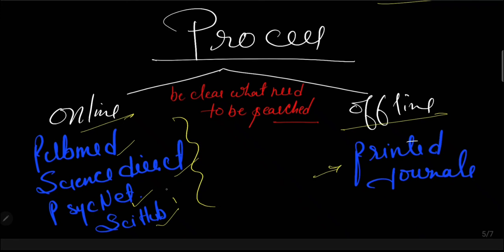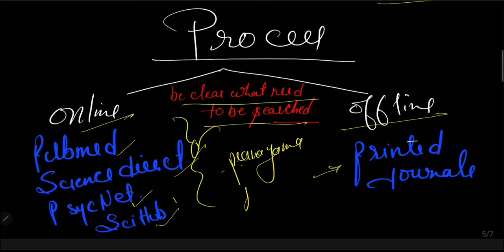Here you simply log in and go to it, type the keyword which you have to search. You should be clear what needs to be searched online. For example, I'm working on pranayama and its effect on hypertension, so I'll take the keywords pranayama and hypertension. I'll just go to the website, type those words, and I'll get all the articles which are presented there. I'll click to read, or I can download. So this is the simple process, either online or offline.